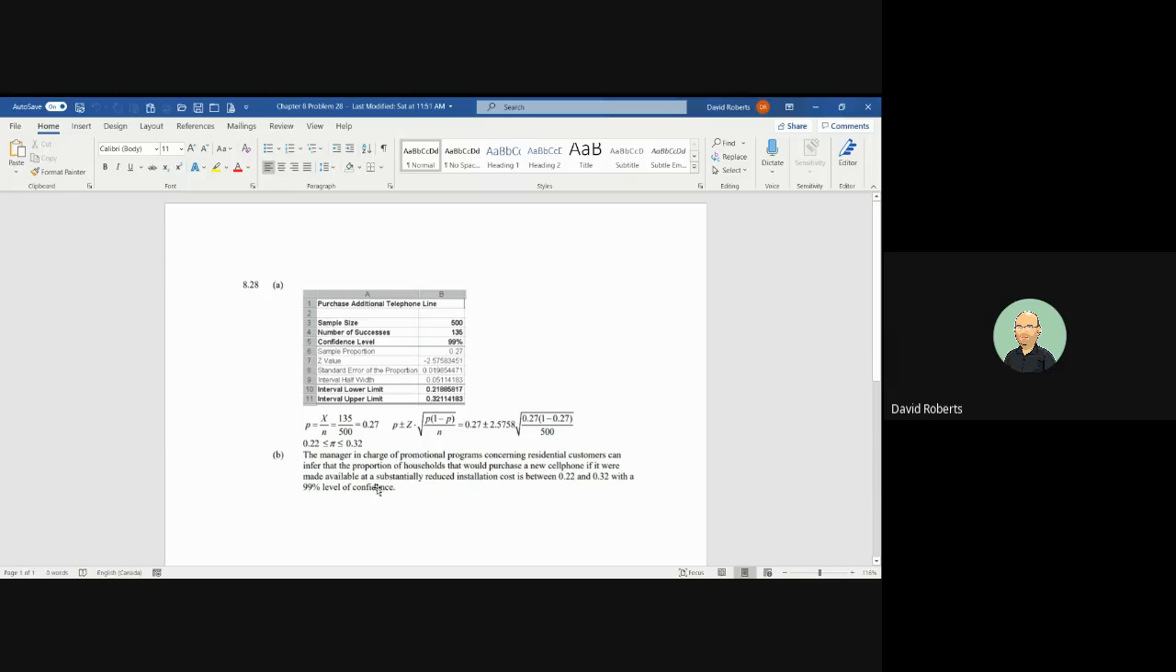In part B, as you can see, the manager can infer that the proportion of households will be between 22 and 32% if you can reduce the installation costs. So people are willing to upgrade if they can have a reduced installation cost.